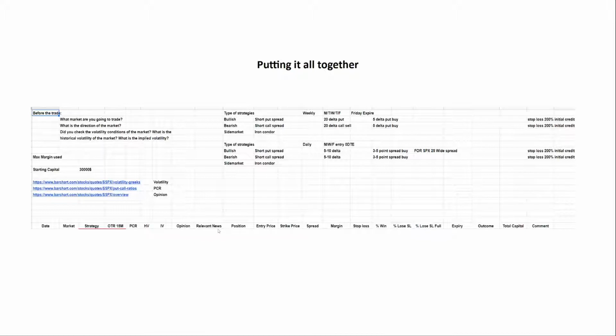If we have some relevant news coming around, the position that we are going to have, the entry price, the strike price, the price of the spread, the margin, stop loss, win percentage, the probability of winning, probability of losing with the stop loss, probability of losing entirely, the expiry date of this, the total outcome which happened, the total capital after this trade, and of course some comments regarding this trade. So this is how a plan of yours should look.